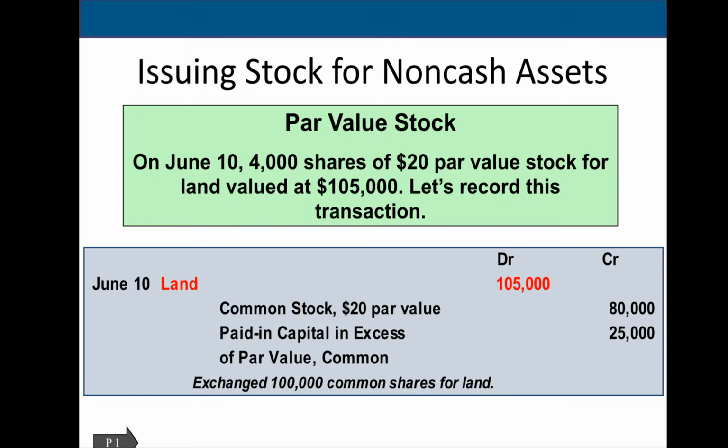So in this case, once you've made that valuation, the rest functions exactly like what we just talked about, where we multiply the number of shares that we're putting out there times the par value, and then the difference is going to be captured in the paid-in capital in excess of par value.